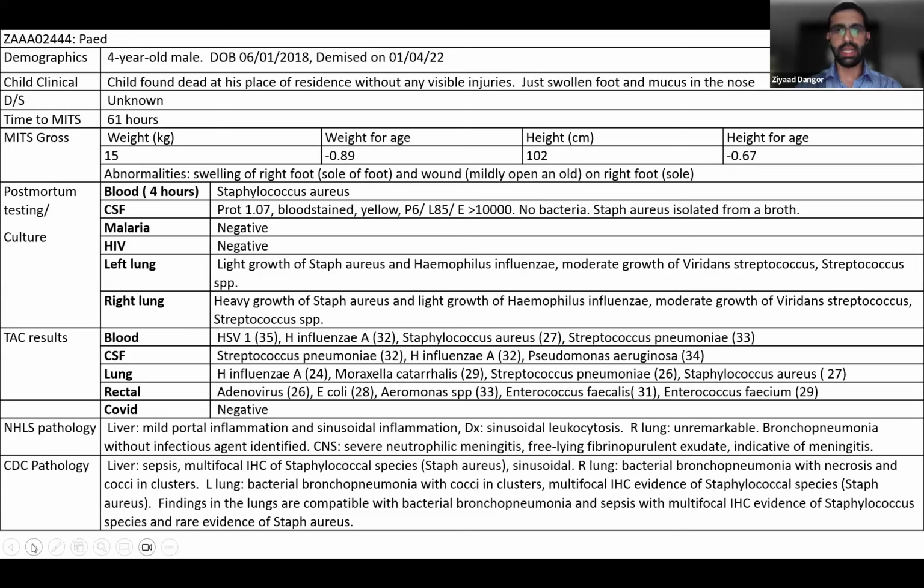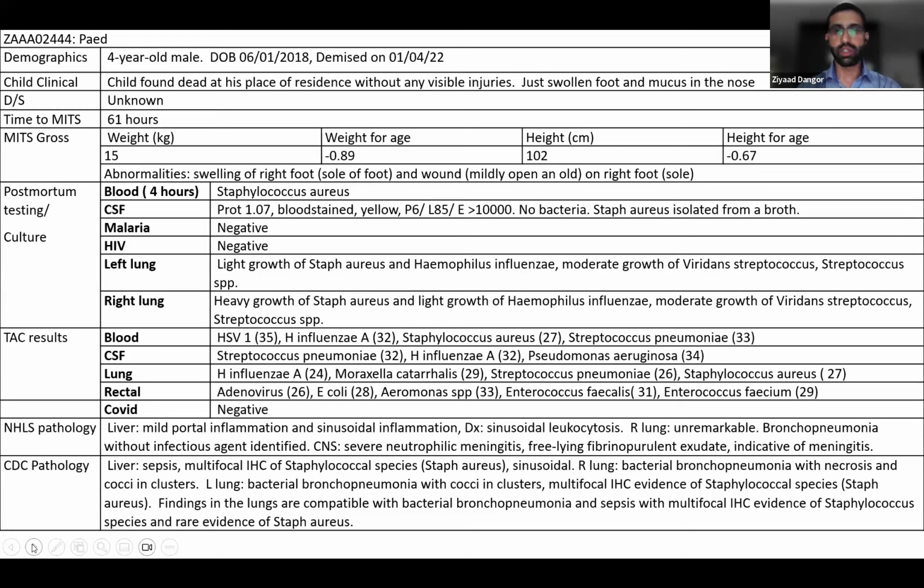And it looked like it was healing. The post-mortem blood culture came back as Staphylococcus aureus. The CSF grew Staphylococcus aureus isolated on broth. The left lung had light growth of Staph and Haemophilus influenzae with moderate growth of Viri. The right lung had heavy growth of Staph with some Haemophilus influenzae.